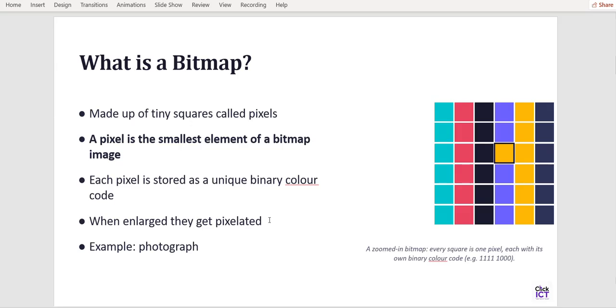So the bitmap image, as we have just said, is made up of tiny squares or tiny dots which are called pixels, and a pixel is the smallest element of a bitmap image. It is a building block of a bitmap image. Every pixel in the bitmap image is responsible for storing a unique binary code for the color.